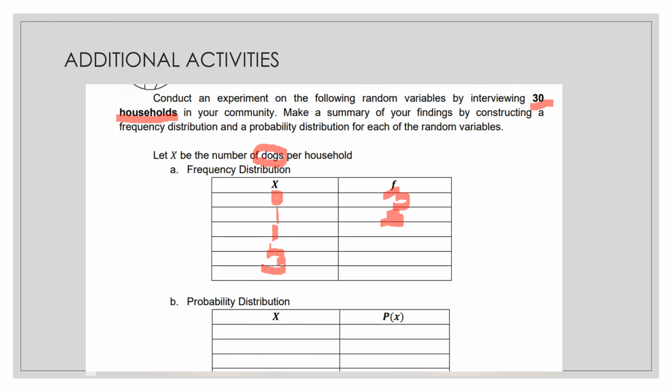And then for probability distribution, syempre, you should get here the total para makuha niyo yung probability. So, this is the total or the sum. So, you add, pag 30 yung interview ninyo, dapat 30 yung andyan. And then you simply divide, no? The frequency of that corresponding value of x divided by the total so that you will be able to get the probability. And of course, you should also construct the histogram.